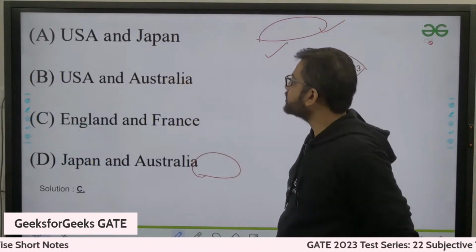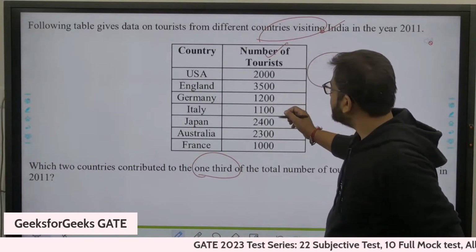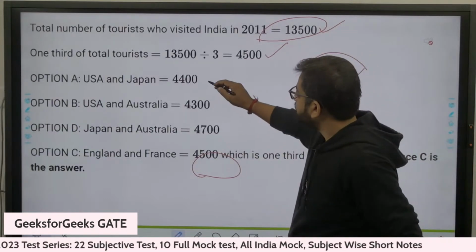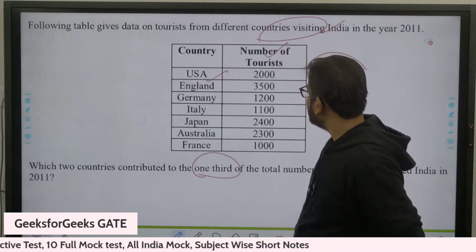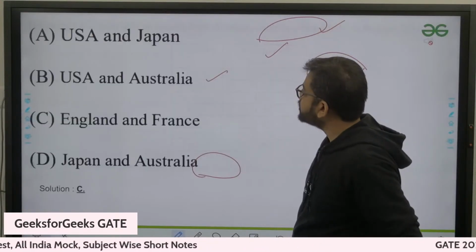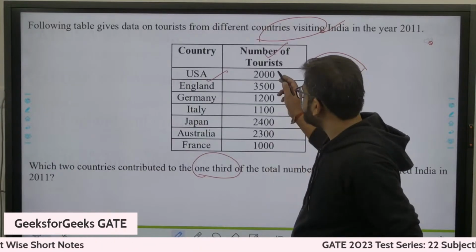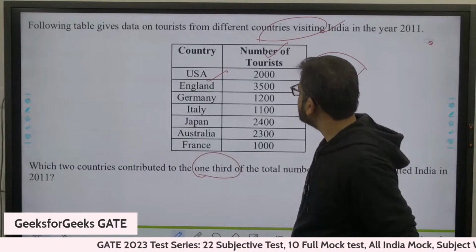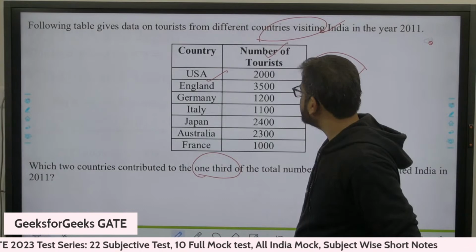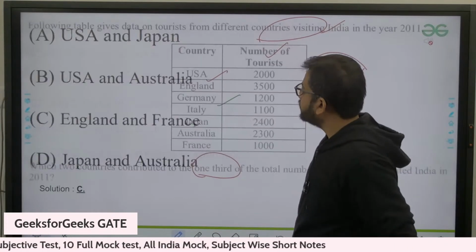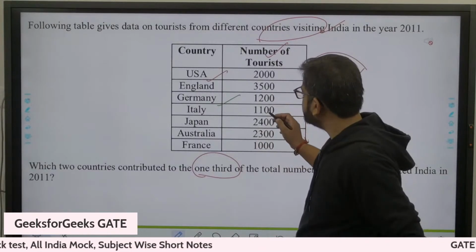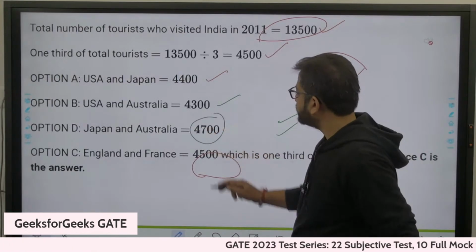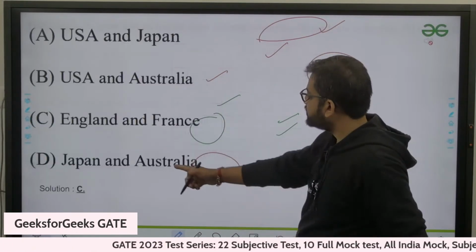The first option is USA plus Japan. USA plus Japan is basically 2,000 plus 2,400 is equal to 4,400. Next option was USA and Australia. USA is 2,000, Australia is like 2,300. Wait a minute, USA and Australia is 4,300. Japan and Australia. Japan is 2,400, Australia is this. Okay, this is 4,700.